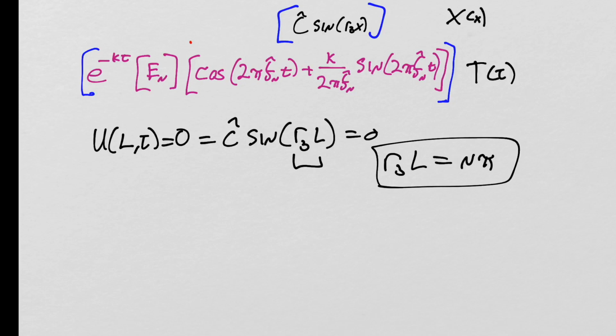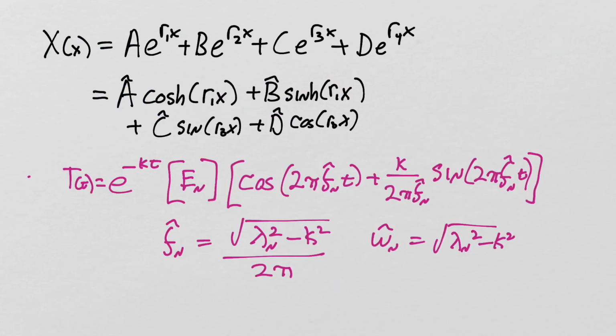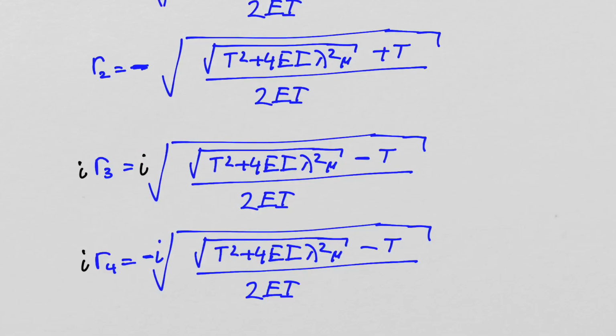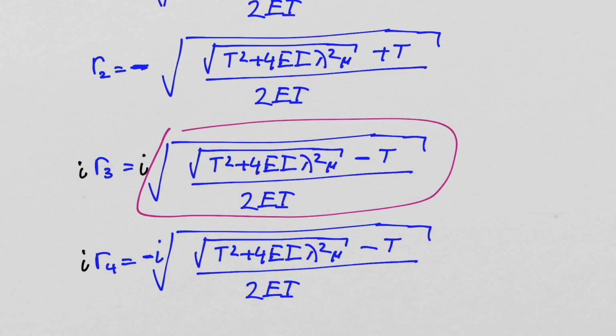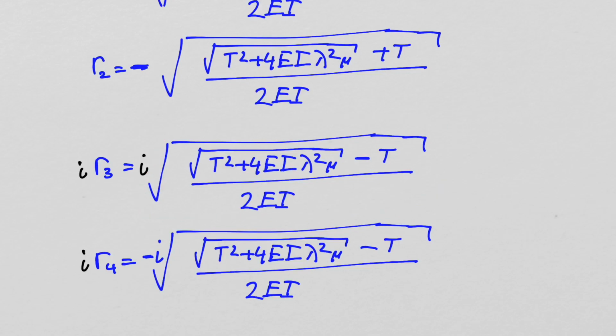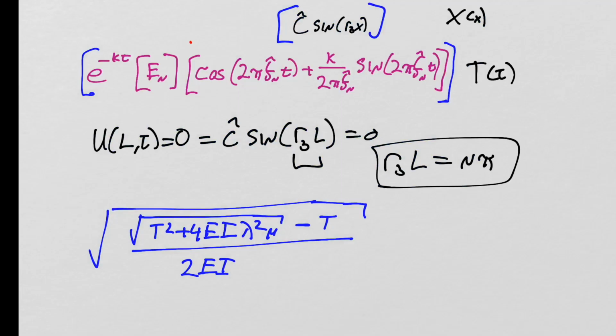So that is going to take a little bit of work, because remember, R3 was, the way we defined it finally, this expression right here, right? So let's take that expression and set it times L equal to n pi. So I guess I'll do that in black. That times L must equal n times pi.